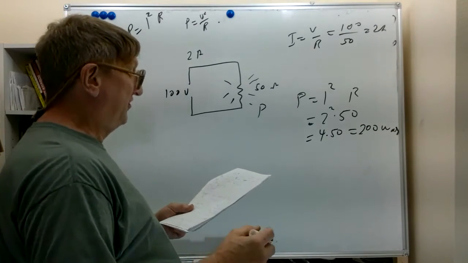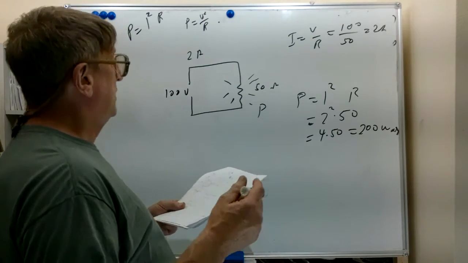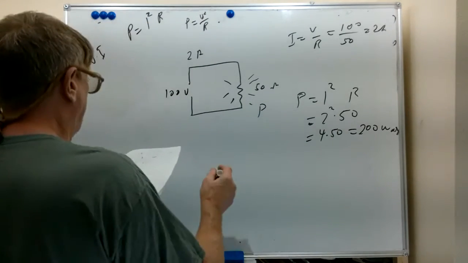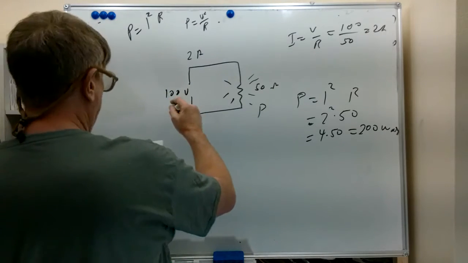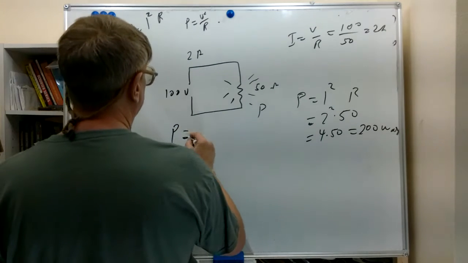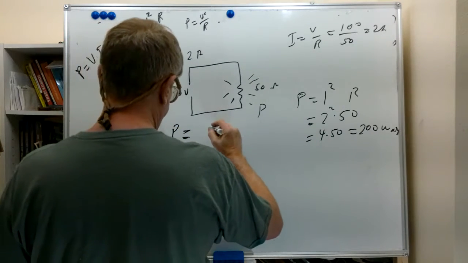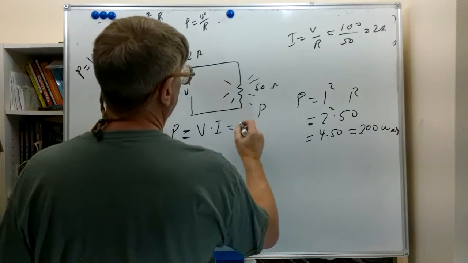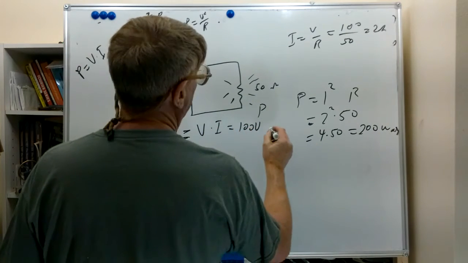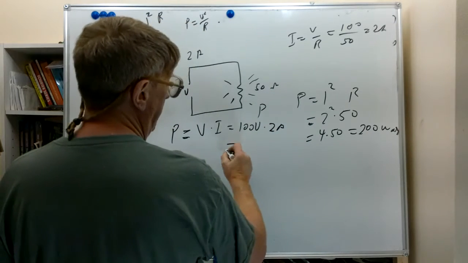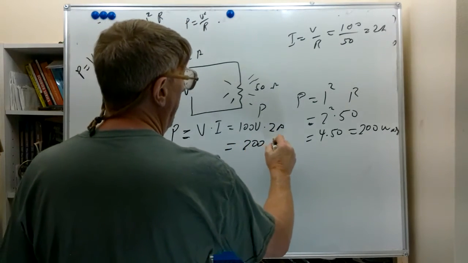And we're going to use the same example with the same voltage, and we're going to show that we've already calculated the current, and we're given the voltage. Power equals voltage times current, V times I. Our voltage was 100 volts. Our current was 2 amps. And again, 2 times 100, 200 watts.